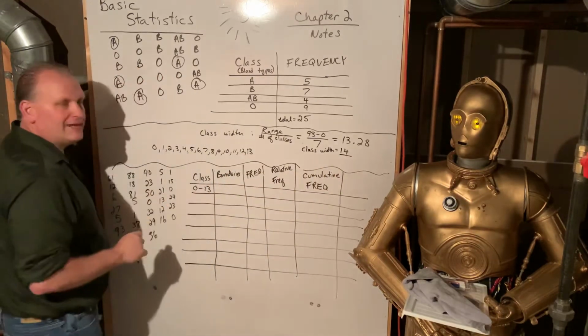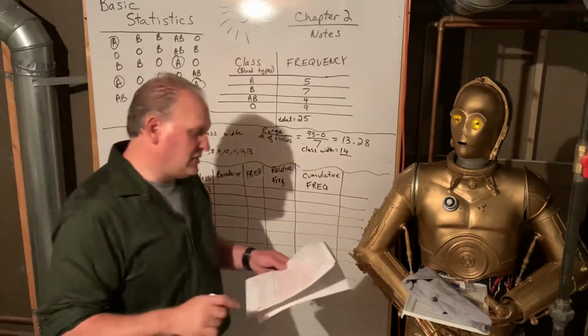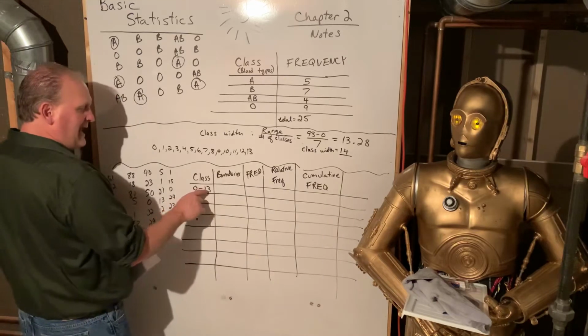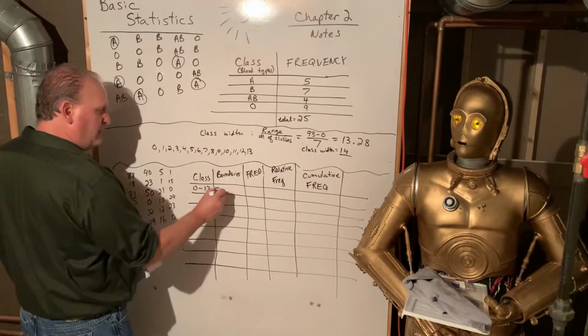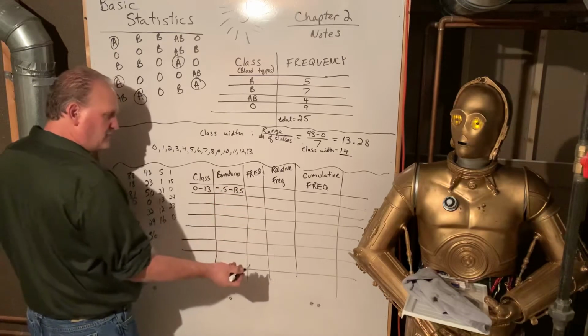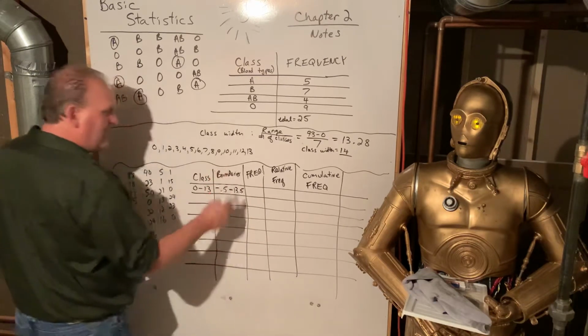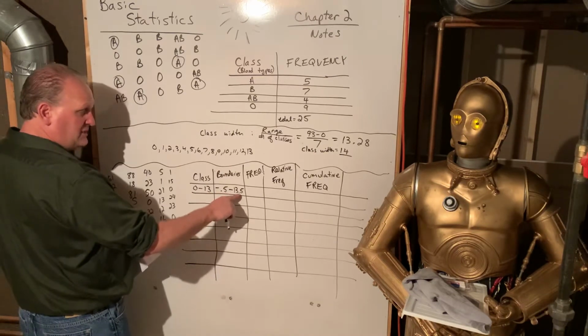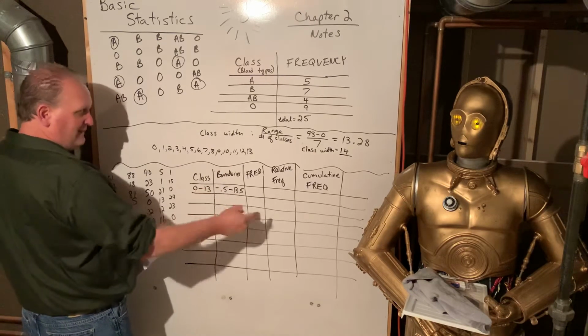This was not a mistake. All right, so 0 to 13. Boundaries, you just knock off a half and add a half. So it's negative 0.5 to positive 13.5 for the boundary. All right, so now for the next one, that is 14, by the way. If you take 13.5 minus negative 0.5, that's 14.